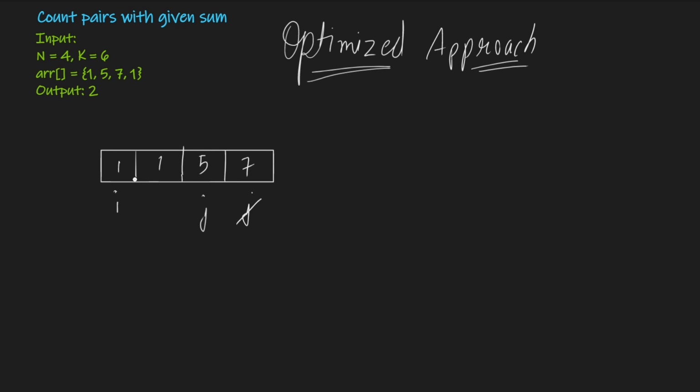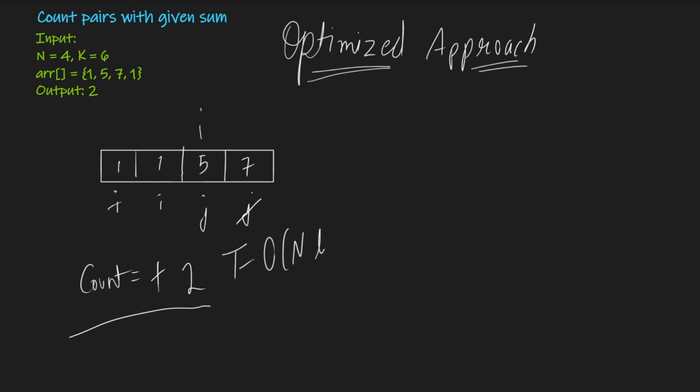Now 5 plus 1 is equal to 6. Now the count will become 1. Now we will just increase i, so i will come here. 5 plus 1 is again 6, so the count will become 2. When i and j are at the same position, we are going to stop. So our count becomes 2, and this approach takes time complexity of big O of n log n.